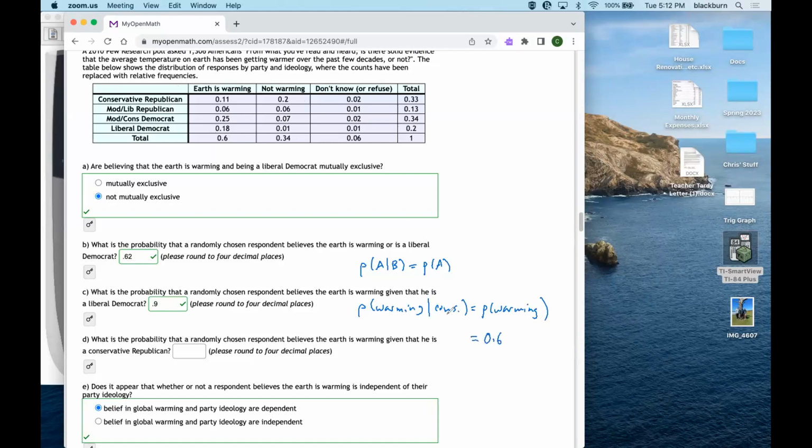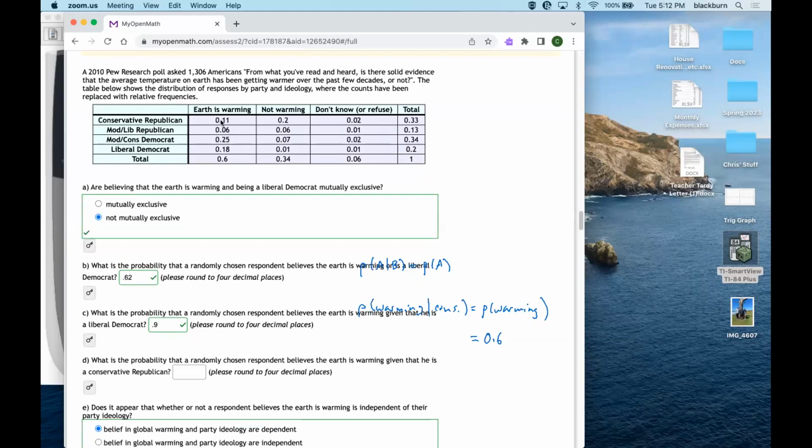The probability you believe in warming, given that you're a conservative Republican, is only going to be 0.11 over 0.33. So it's going to be 0.33. So those are not equal. Since they're not equal, then they have to be dependent. Those would have to be equal in order to be independent. That dependent and independent is one of the trickier ideas, in my opinion. What do you think? Any questions about that? That's why I picked that they're dependent and not independent.